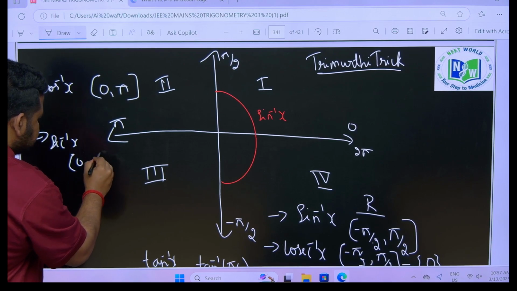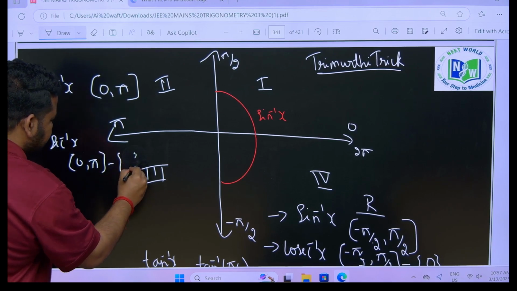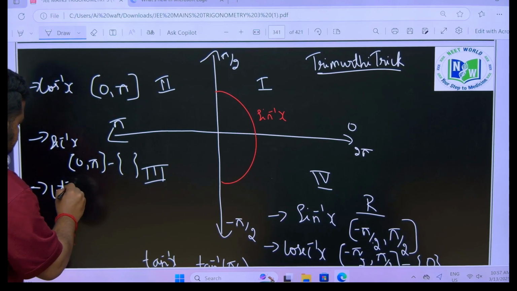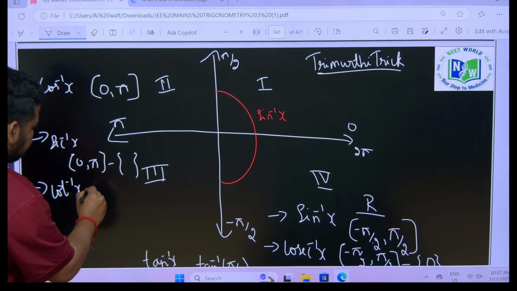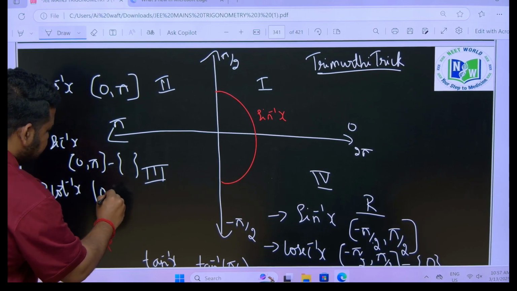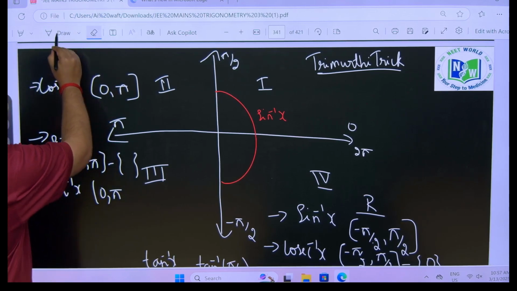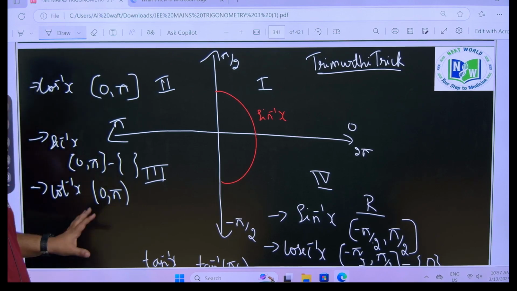Just think what I have to remove. What about cot inverse of x? Cot inverse of x is 0 comma pi, but this is an open interval.